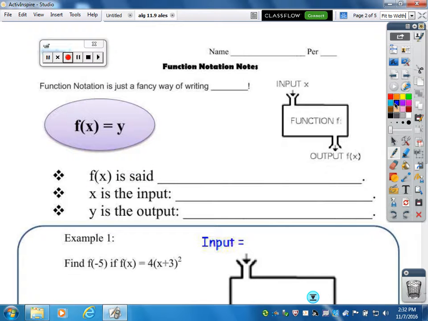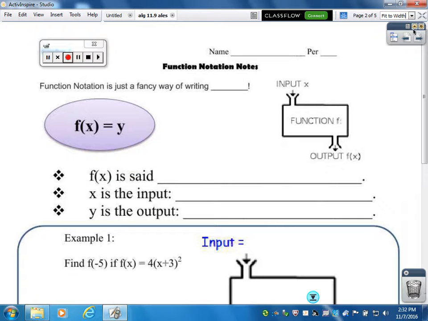Today we're going to learn about function notation. Function notation is just a fancy way of writing y. So fill in that blank right on your notes for me. Normally if you think of an equation of a line, you think y equals mx plus b. We are just replacing this y with this notation right here. And that notation is said right here in your next blank, f of x.